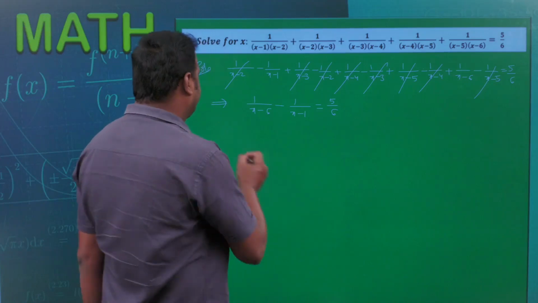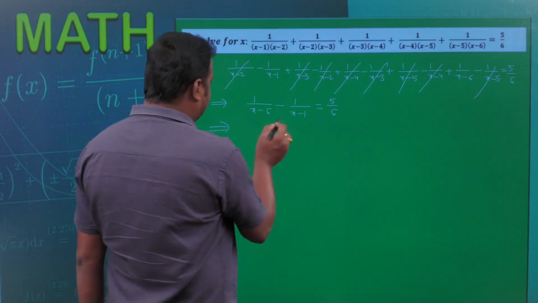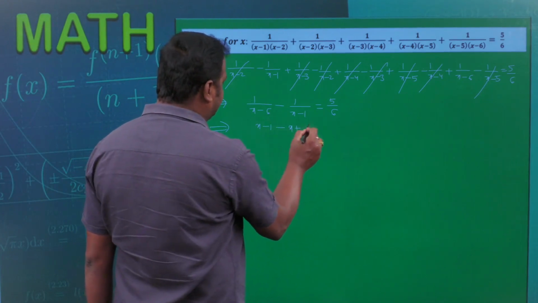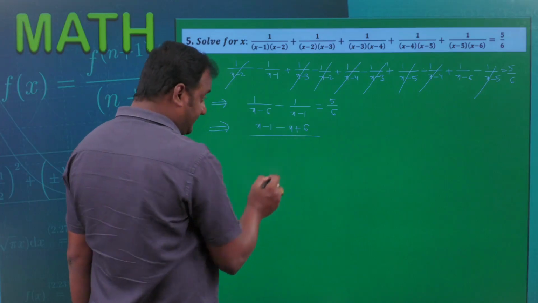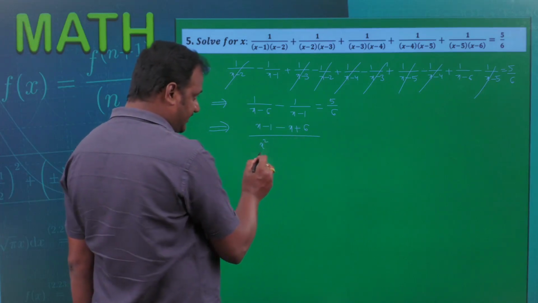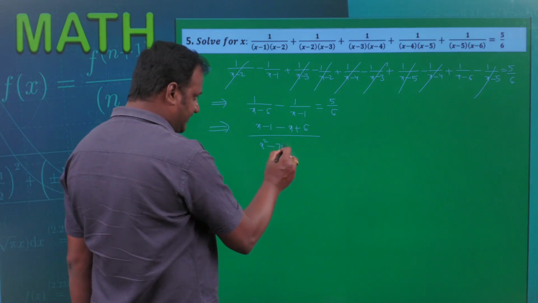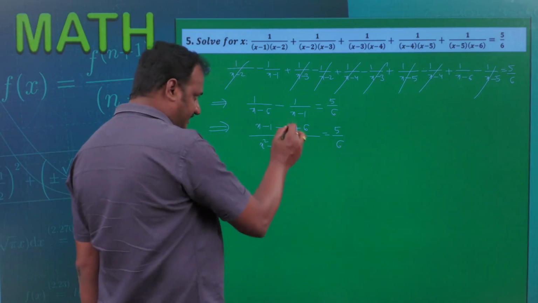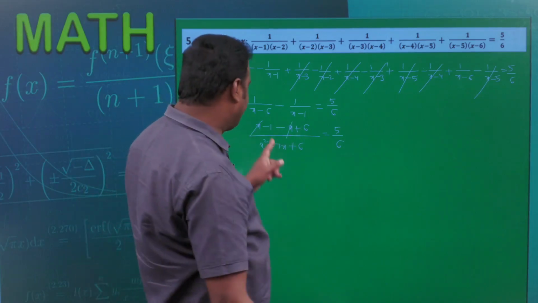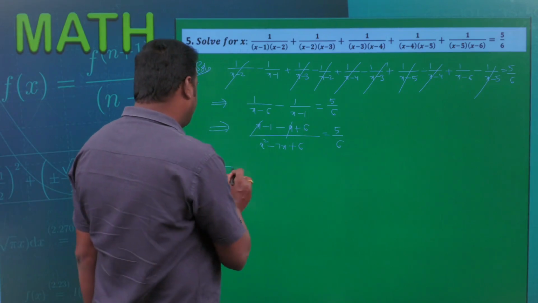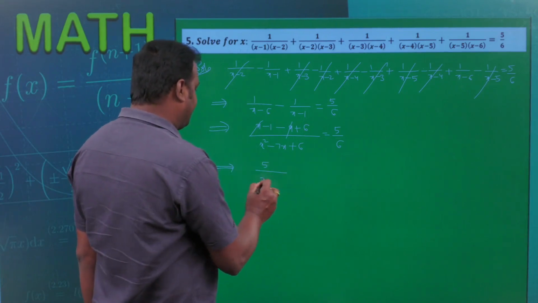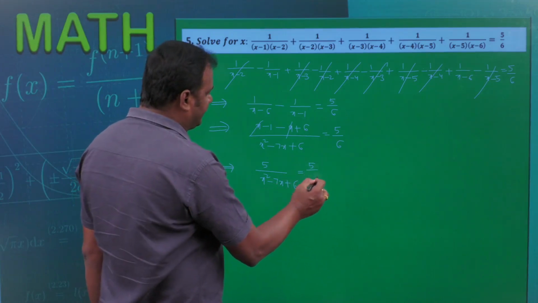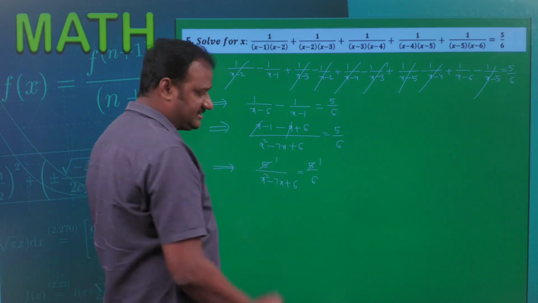Clear? Now take the LCM. Then you will get x minus 1 into 1 is x minus 1. Minus of x minus 6 is minus x plus 6, whole divided by x minus 6 into x minus 1, which is x square minus 7x plus 6, equal to 5 divided by 6. Can we cancel minus x and plus x? And then minus 1 plus 6 is equal to 5. So I can write it as 5 divided by x square minus 7x plus 6 is equal to 5 divided by 6. Again the 5s cancel.